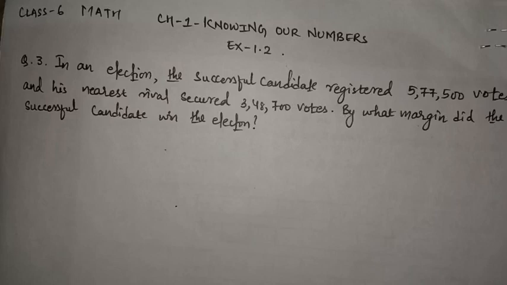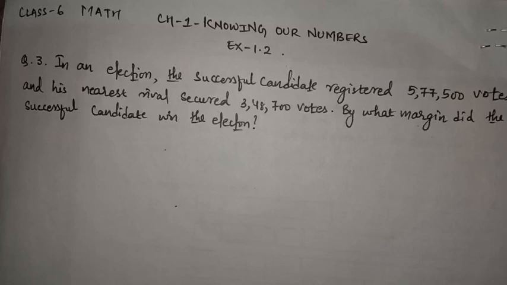Here we have question number 3. In an election, the successful candidate registered 5,77,500 votes, and his nearest rival, that is the opposition, secured 3,48,700 votes. By what margin did the successful candidate win the election? That we have to find.